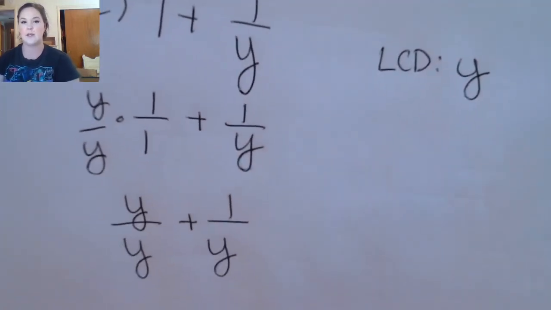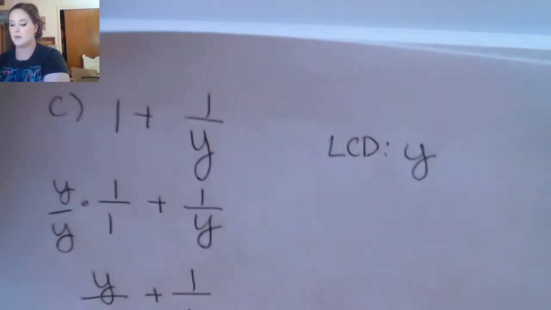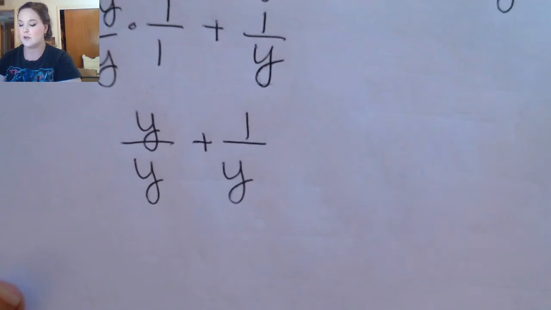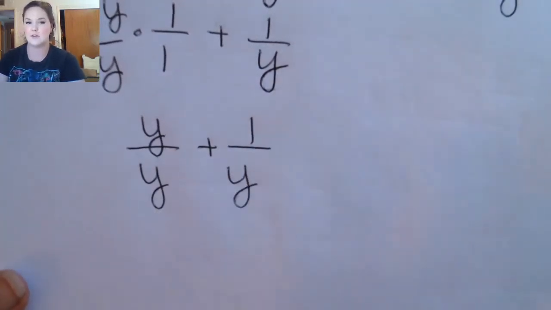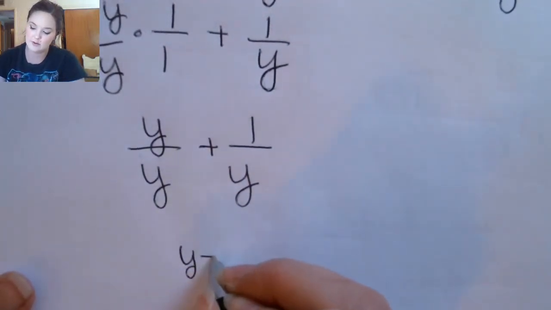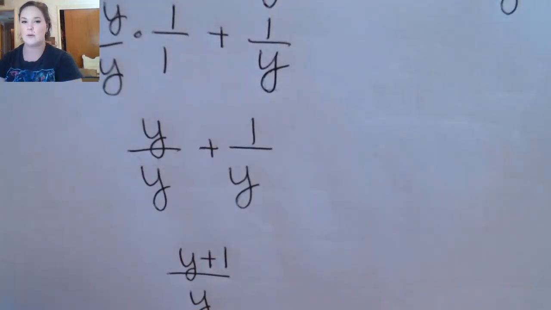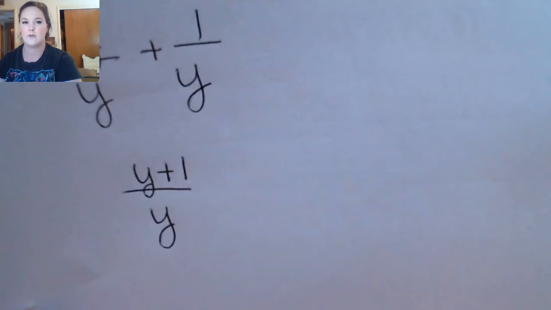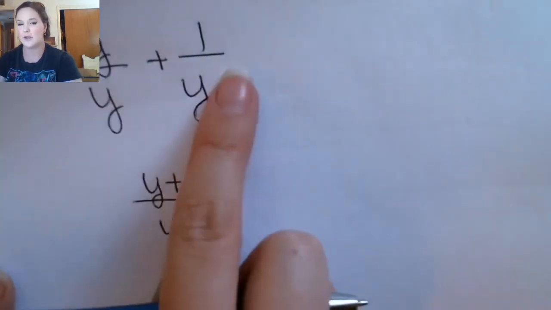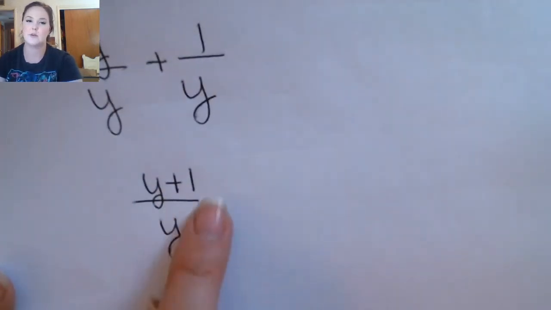Now, this is an interesting example because there's really no way to combine these two. So the only thing you can do is write this as a single fraction. You can't combine the y and the 1 because they're unlike terms. So all you can do is rewrite it as y plus 1 over your common denominator.